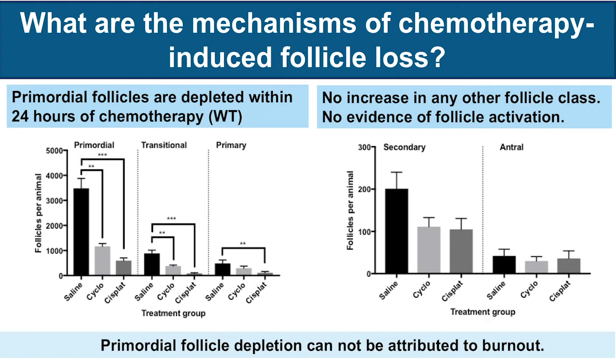And not only could we see a depletion of primordial follicles, we can also at this time point see a depletion in the transitional and the primary follicles. And when we look at the secondary and antral follicles, we also see no evidence for any increase in any other follicle class. So if burnout were occurring at this early time point, you would expect the depletion in primordial follicles to be happening at the same time as there is an increase in transitional, primary or secondary follicles. And we simply don't see it in this model. So in this particular model that we're using here, primordial follicle depletion cannot actually be attributed to burnout.